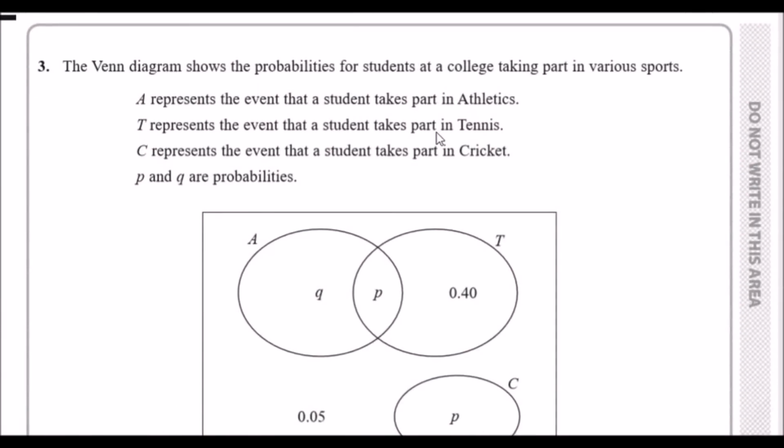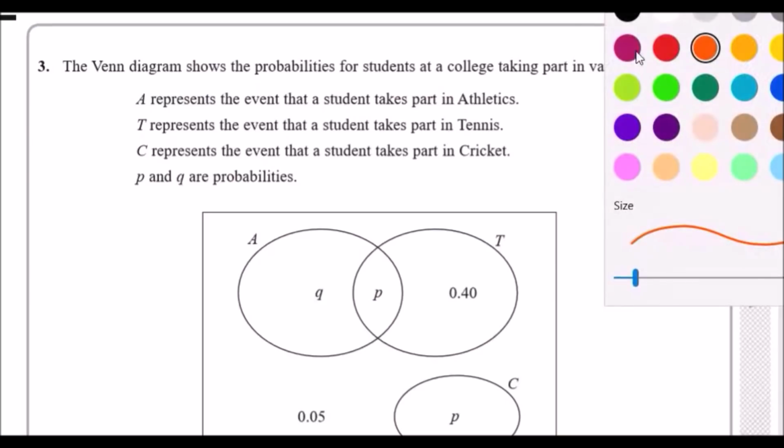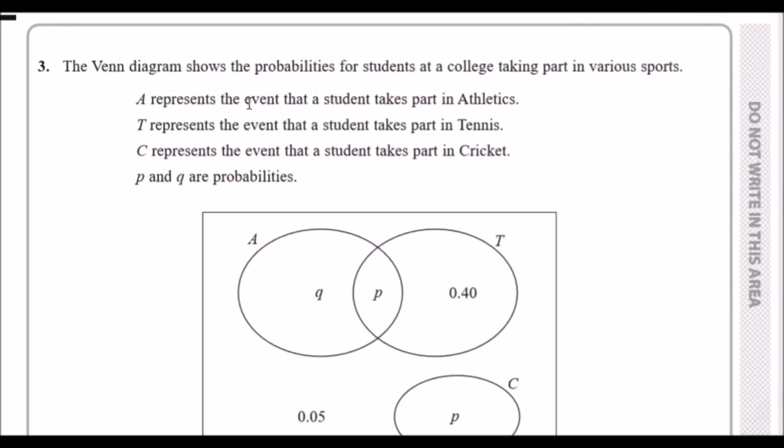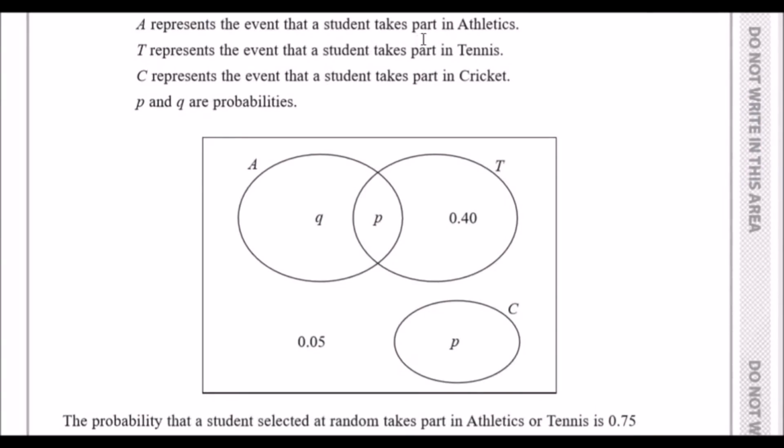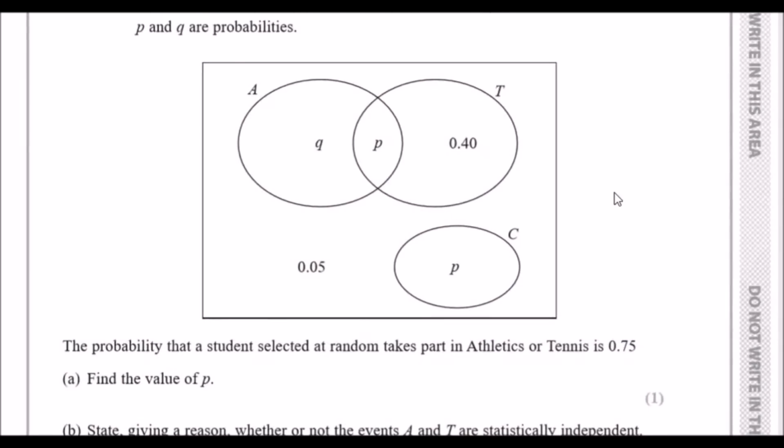So this one's gonna be super easy. The Venn diagram shows the probabilities for students at college taking part in various sports. A represents the event that a student takes part in athletics, T represents tennis, and C represents cricket. And then they gave us a couple of unknowns, which were P and Q. So one thing to know about Venn diagrams: everything inside the Venn, including inside the circles and outside the circles, must total up to 1 or 100%.